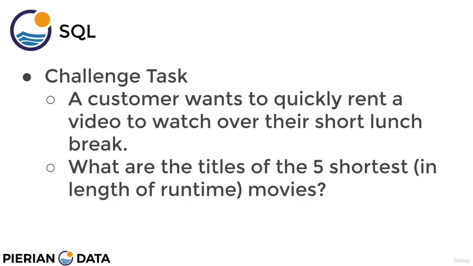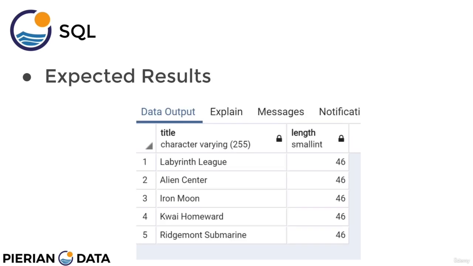So the next challenge task is a customer wants to quickly rent a video to watch over their short lunch break. What are the titles of the 5 shortest, that is in length of runtime, movies? Okay, here comes the expected result. So the expected result are these 5 movies, and if you want, you can see the actual length of those movies is 46 minutes each. So you should get these 5 titles.